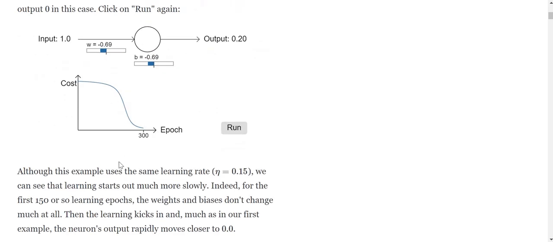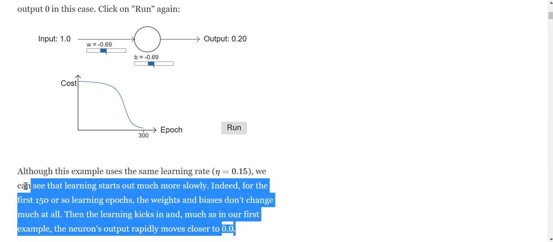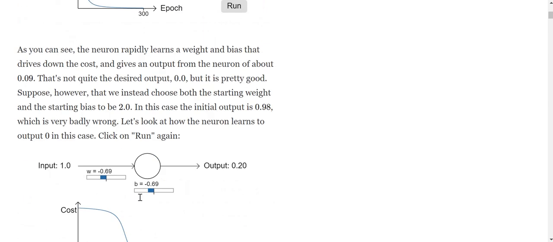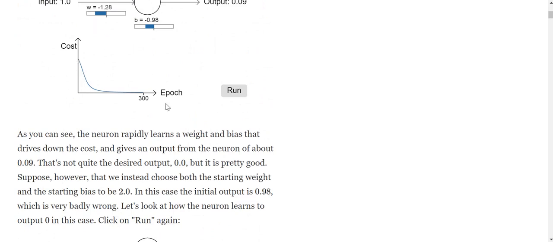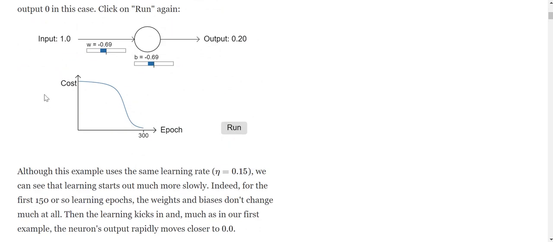So you can see the plot is a bit different. Although this example uses the same learning rate, eta is 0.15, we can see that the learning starts out much more slowly. Indeed, for the first 150 or so learning epochs, the weights and biases don't change much at all. Then the learning kicks in, much as in our first example, and the neuron's output rapidly moves closer to 0. Essentially, in the first example the plot consistently fell quickly, right? Here, for the first 150 or so learning epochs, you can see that there isn't much difference in the weights and biases because the cost function doesn't come down.